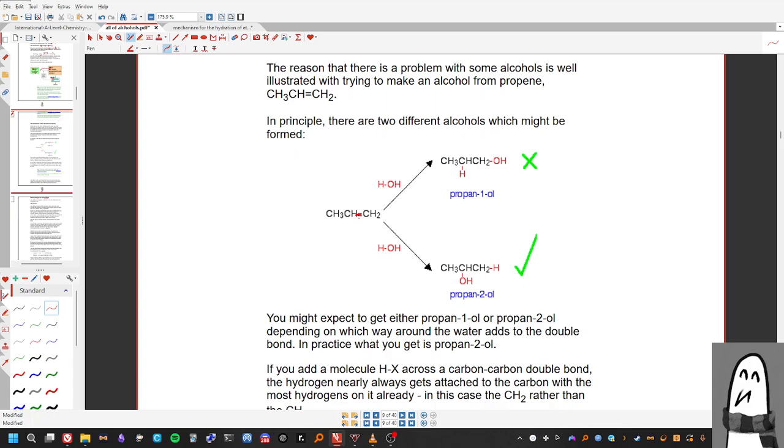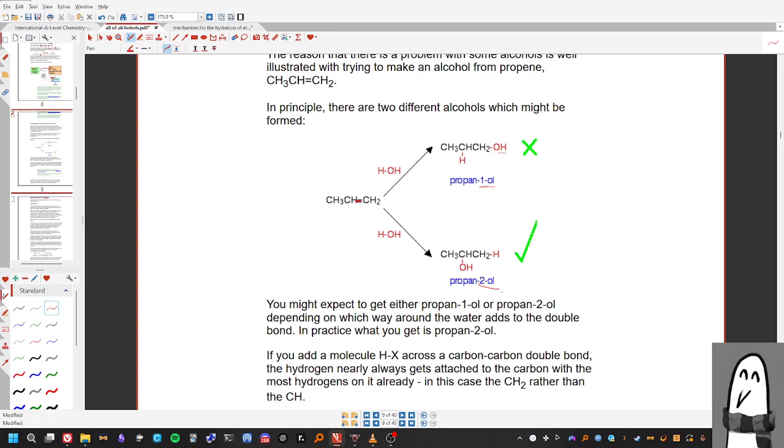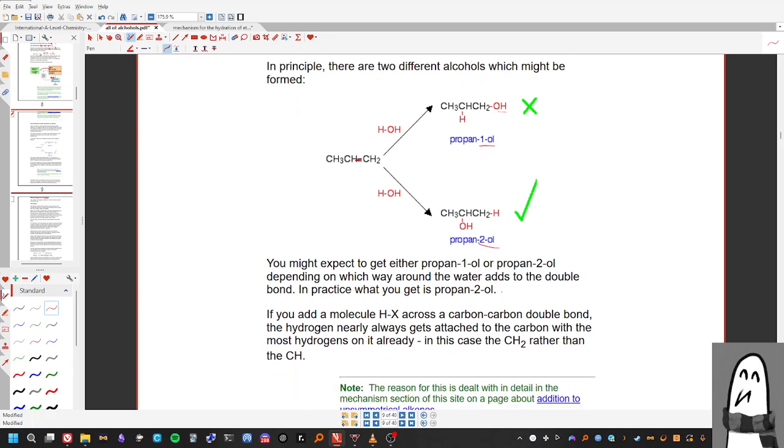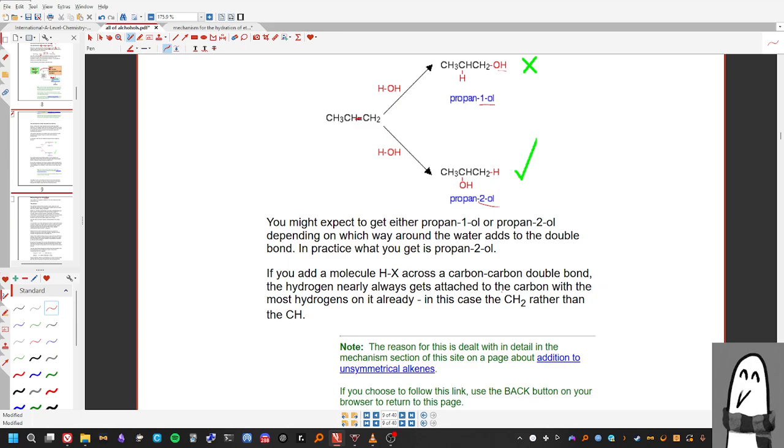The double bond could go either way. Where does the double bond go? The double bond could either go to the left side or the right side. If it goes to the left side, to the CH, then it will form like this and the OH on this side. If it goes to the right side, to the CH3, then the OH will land on the left side. As a result, you'll have your propan-1-ol and propan-2-ol. And you might expect to get either propan-1-ol or propan-2-ol depending on which way the molecule adds. In practice, this is how you get propan-2-ol.